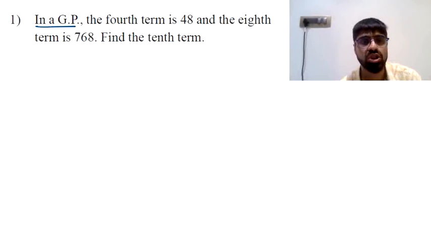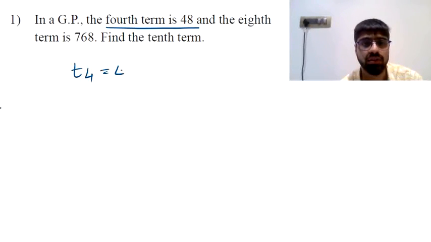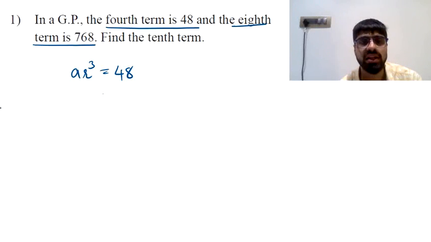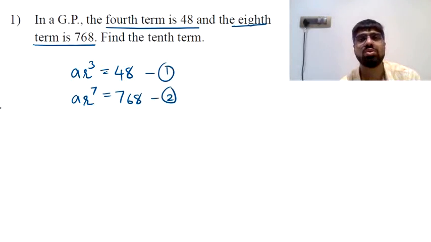It says that in a GP, the fourth term is 48, so you have T4 as 48. The fourth term means a into r power 4 minus 1, that is a into r power 3. Then they've said that the eighth term is 768. Eighth term means T8 is 768, and the eighth term can be written as a into r power 8 minus 1, that is a into r power 7. There are two unknowns a and r, so we can eliminate one unknown if we divide the two equations.